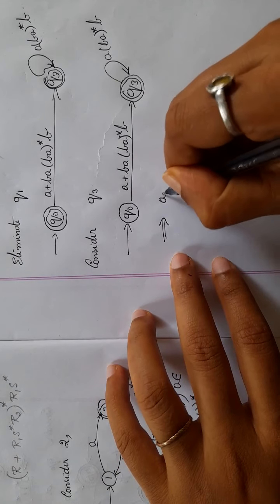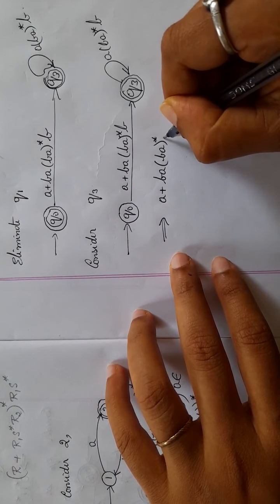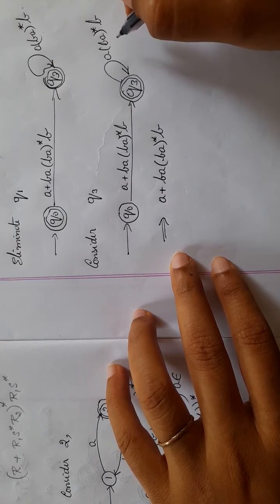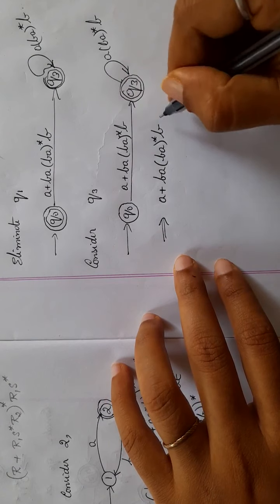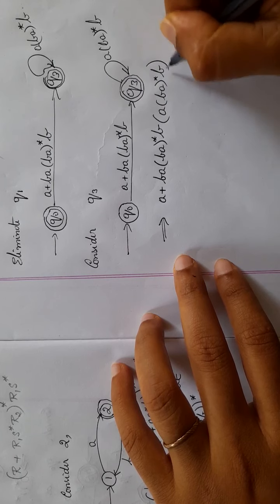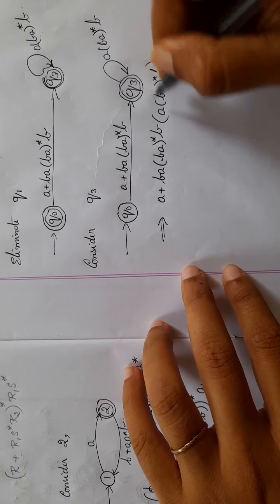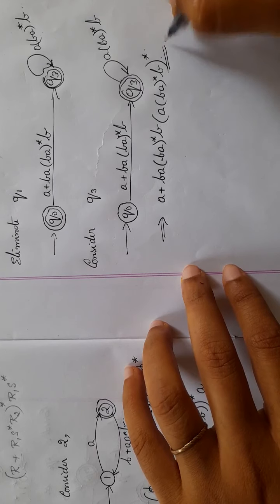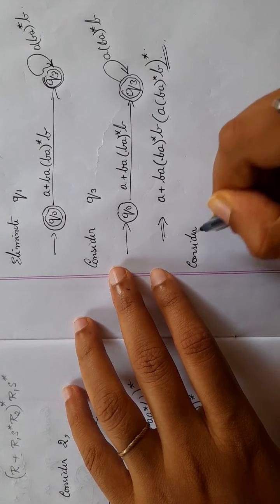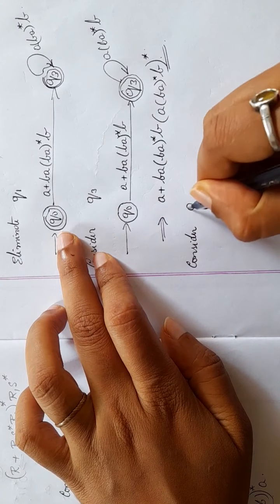That is A, B, A, B, A star, B. Okay. Followed by this one. That is A, B, A star, since this is a loop, star. Okay, this is the regular expression. Next, consider Q0 as a final state.